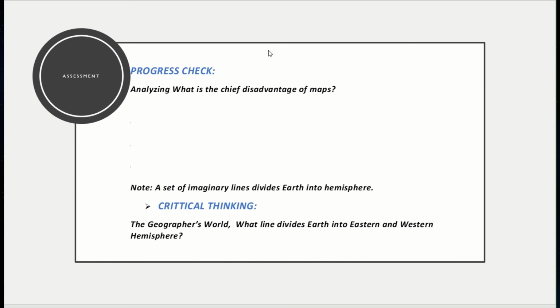As you know, this line, which is vertical, is called the prime meridian, which divides Earth into the eastern and western hemispheres. So, guys, this was the lesson about maps and globes, and what tools geographers use to study geography. We'll be meeting in the next lesson with a new topic on geographer tools.